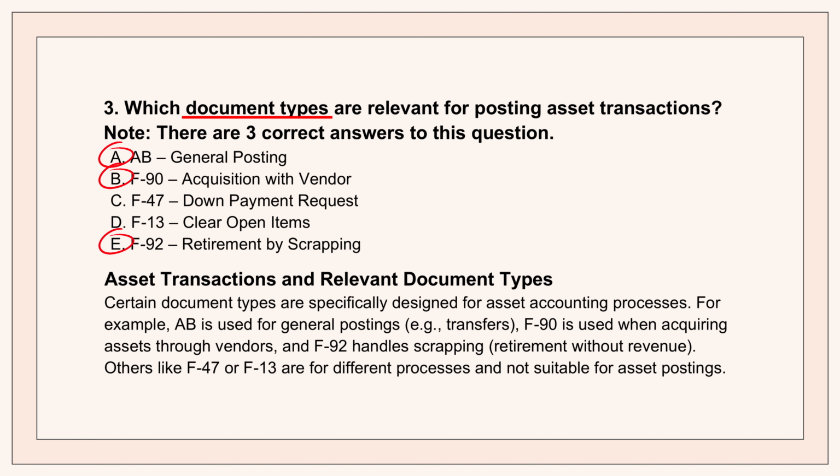Got it. The versatile option. What about F90? That sounds much more specific. Acquisition with vendor. You nailed it. F90 is specifically designed for buying an asset directly from a vendor. You get a new machine delivered, you post the invoice using F90. It captures all the financial bits of that purchase.